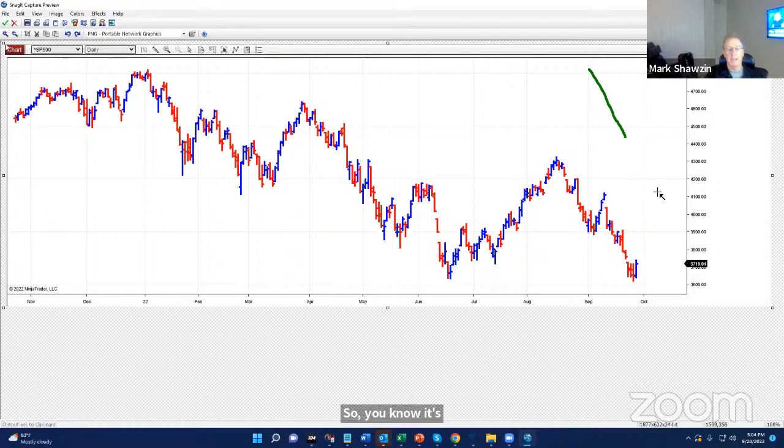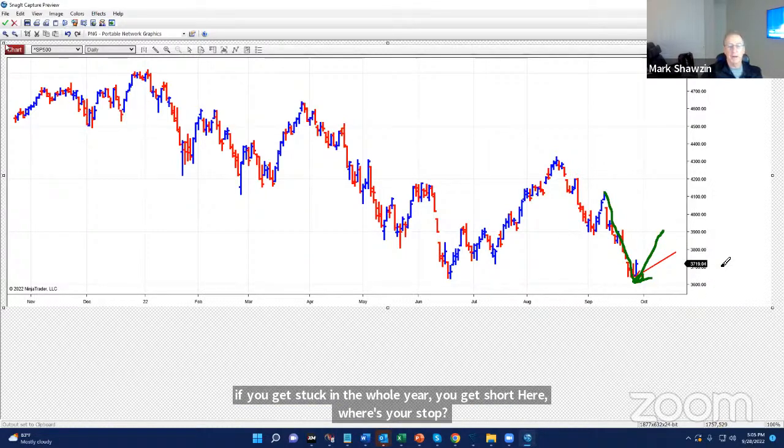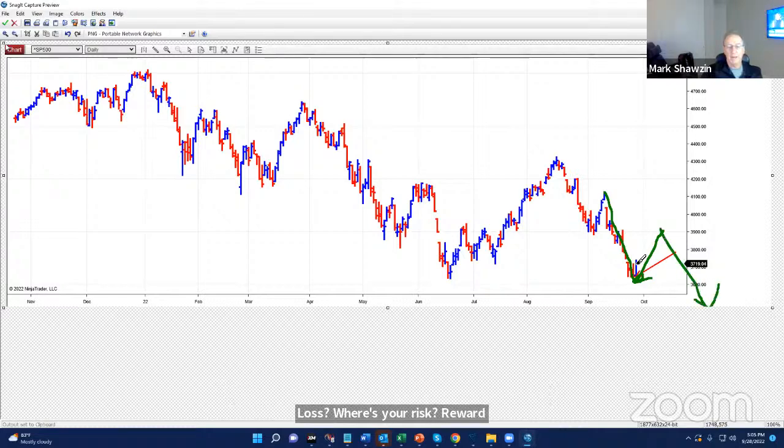And the whole thing I always come back to is risk and reward. So what is the risk reward of getting short right there yesterday? Yes, you look at the news and the world is coming to an end. There's everything to support the end of the world scenario. But you've come literally straight down without a break. If you get short here, where's your stop loss? Where's your risk reward? This thing could come here and mean nothing, but it would blow you out.